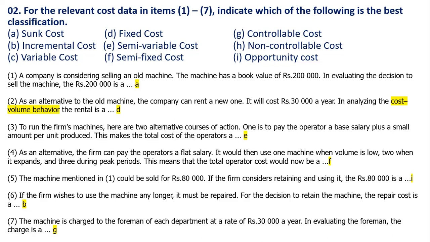Right? So again, you asked what is the main difference between the semi-variable and semi-fixed. So I told you that in the semi-variable, we have fixed cost as well as variable cost. In the semi-fixed, we have only fixed cost, different levels of fixed cost.